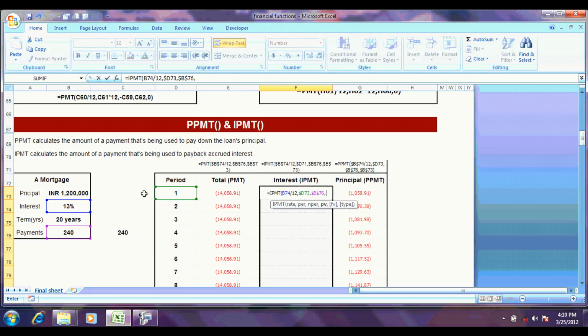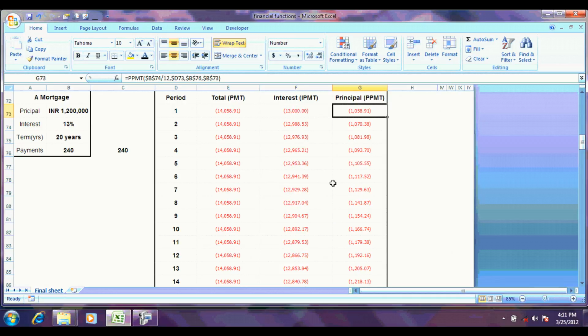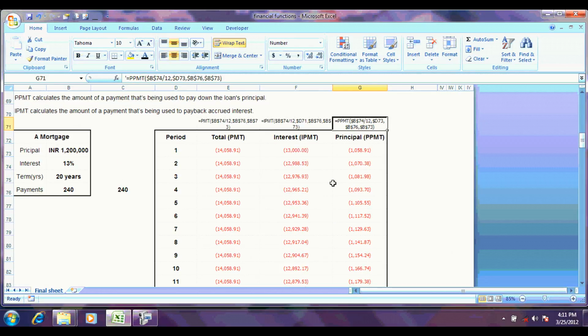Present value of your money is this. We'll make it absolute so that as soon as we drag it, it should not change. Okay. Also, the interest rate we'll make absolute. Okay. Now we'll just press Ctrl Enter. So we'll get the values. I'm not showing for PPMT because you just need to change, instead of this IPMT, you just need to put PPMT.